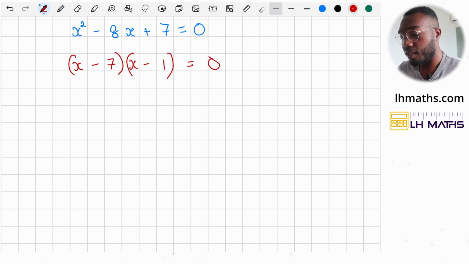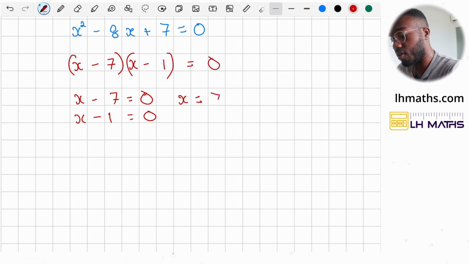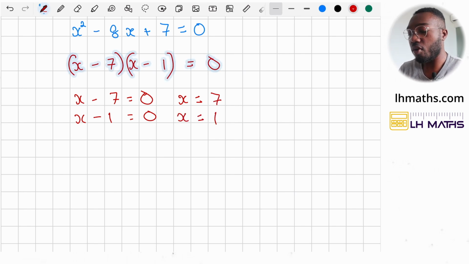And what this means is that either x minus 7 has to equal 0 or x minus 1 has to equal 0. So therefore we'd have x minus 7 is equal to 0, or we would have x minus 1 equal to 0, which means that x is going to be 7 or x is going to be 1. So we know that when x is 1 and when x is 7, that expression will equal 0.